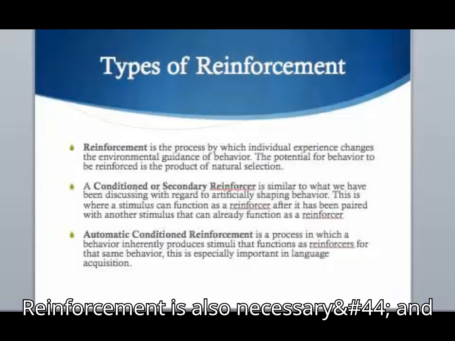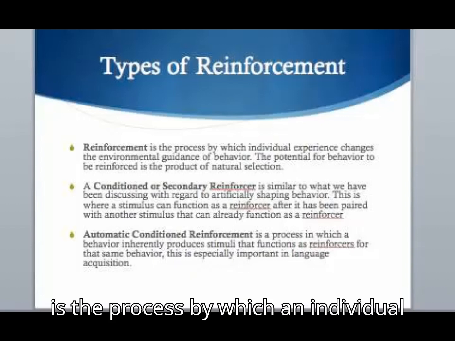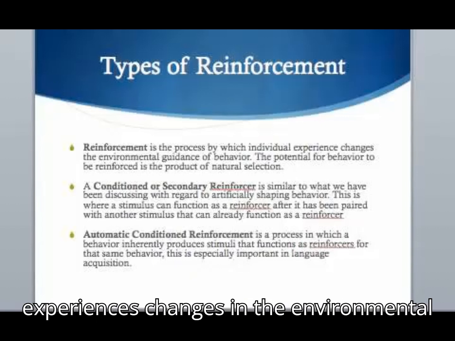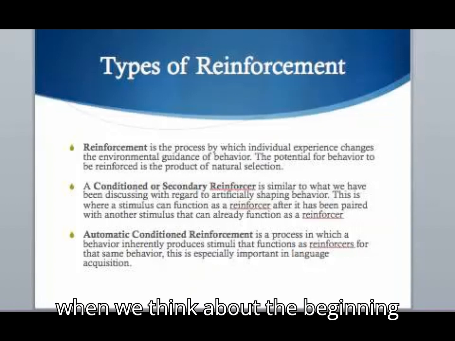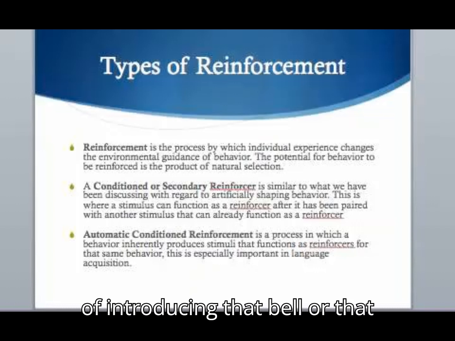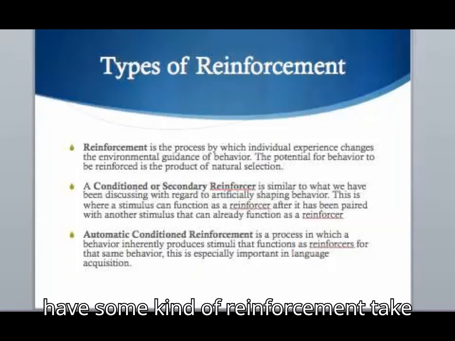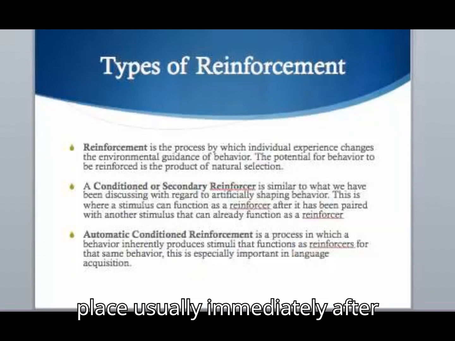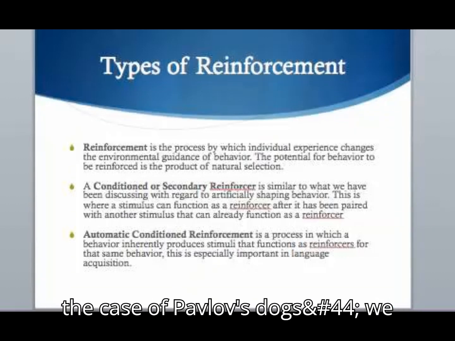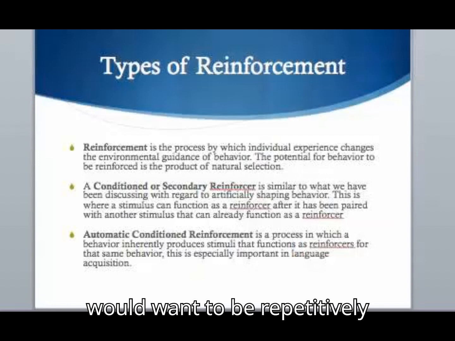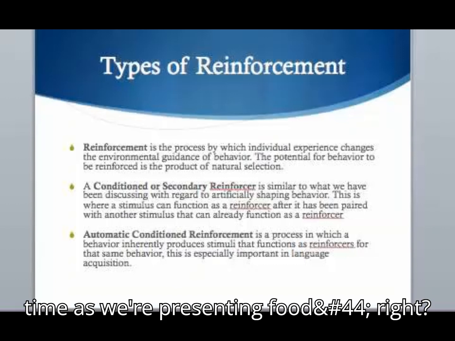Reinforcement is also necessary, and we've talked quite a bit about this in the last couple lectures. Reinforcement is the process by which an individual experiences changes in the environmental guidance of behavior. So when we think about the beginning of introducing that bell or that metronome, you're going to want to have some kind of reinforcement take place, usually immediately after a guided behavior. For example, in the case of Pavlov's dogs, we would want to be repetitively presenting the bell at around the same time as we're presenting food, right?